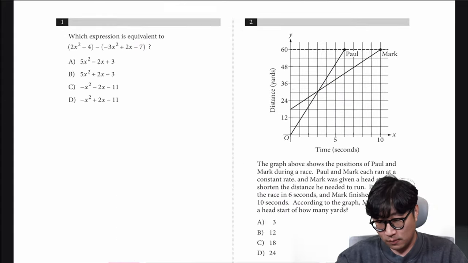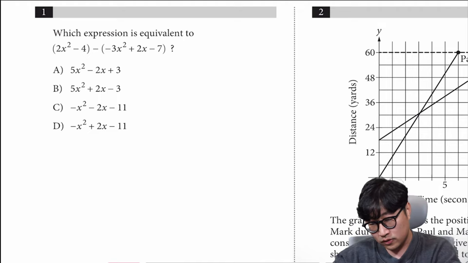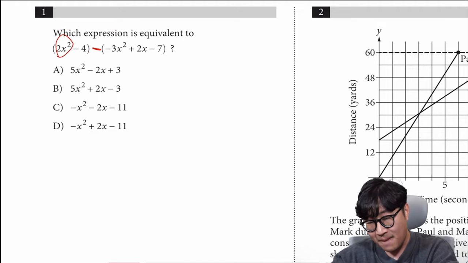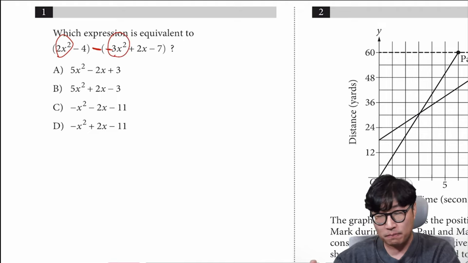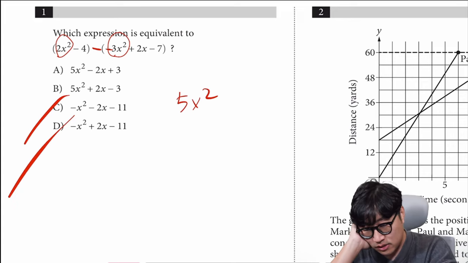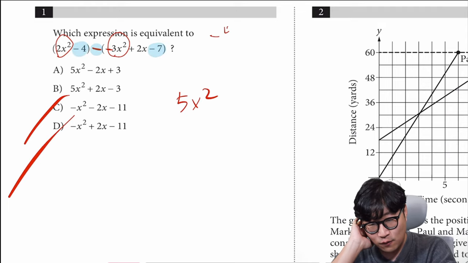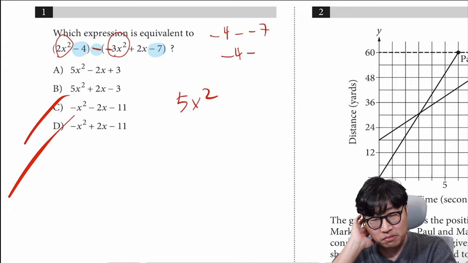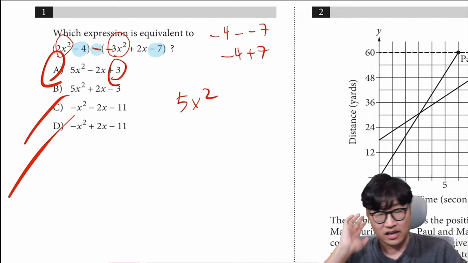Here we go. Number 1, which expression is equivalent to that? First of all, 2x squared minus negative 3x squared. So that would be a plus, so that would be 5x squared. Get out, C and D. And I'm just going to look at the very last term, negative 4 minus negative 7. So that would be negative 4 plus 7. So that should be a 3, which is answer B.